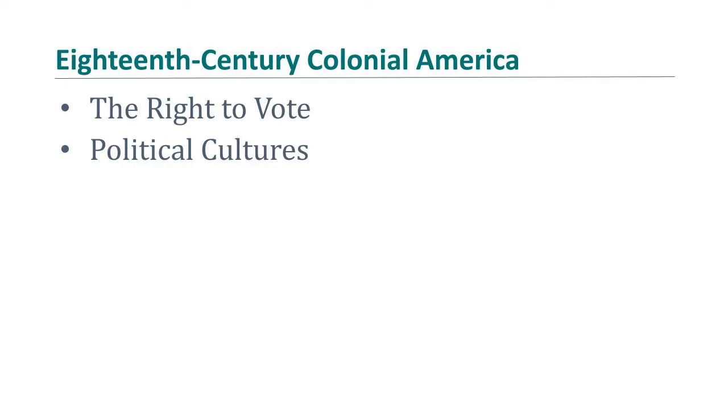But the wide distribution of land ownership in America meant that a far higher percentage of the population had the right to vote than in Europe. An estimated 50 to 80% of adult white men in colonial America could vote, as opposed to fewer than 5% in Britain. In some colonies, free blacks with property could vote.